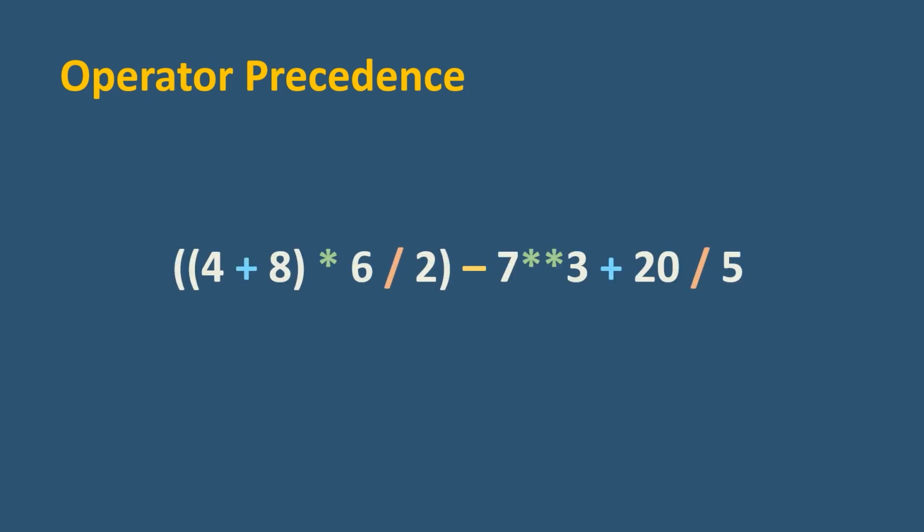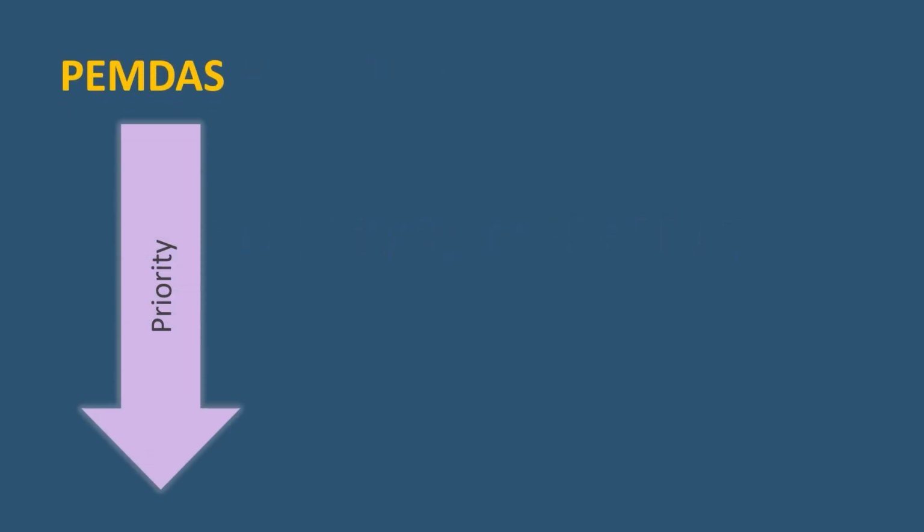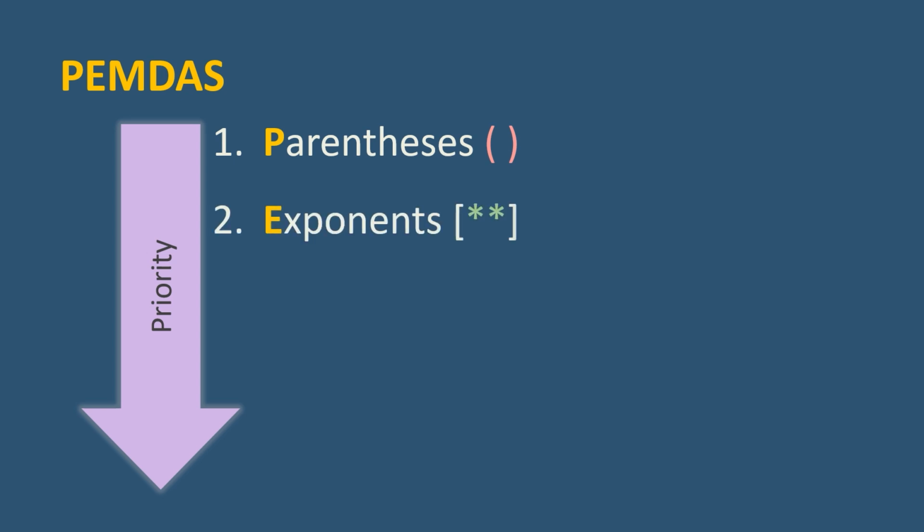When an expression has multiple operators, Python follows a specific order called operator precedence to calculate the result correctly. This order is also known as PEMDAS. PEMDAS is an acronym that stands for the order of operations used in mathematical expressions. Parentheses. Operations inside parentheses are performed first. Exponentiation. Raising a number to a power is evaluated next.